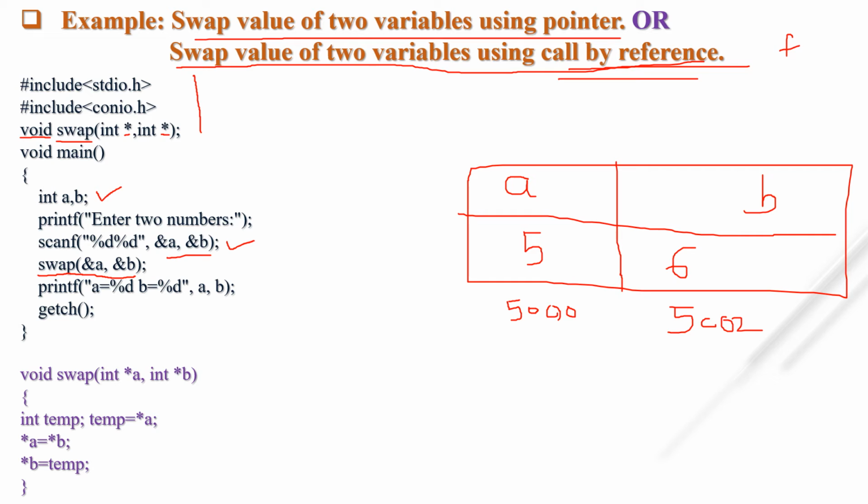So the address of a and b, what is the address of a? 5000 and 5002 will be passed to the function, that is here, to this a and this b. But when we come to the function definition, what is written here? int *a, int *b. That means the values which are stored at the addresses. What is the value stored at address a? 5. At address b, 6. So these will be used in the function definition.